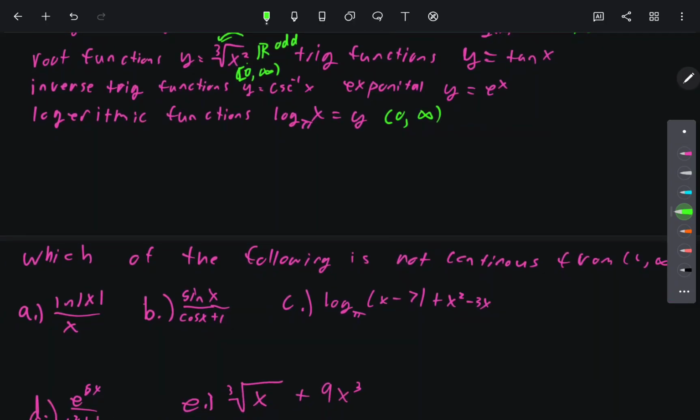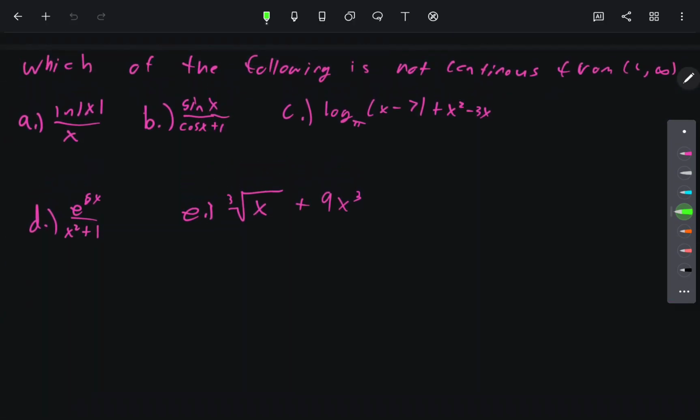Alright, continuing on, I actually have a multiple choice problem, which is kind of unique. I wanted to ask which of the following is continuous from 1 to infinity. Give you a moment, you can think about this. So, we know that this natural logarithm of the absolute value of x over x is going to be continuous, as nothing there will be discontinuous from 1 to infinity. So I'm going to put a big old x underneath it.